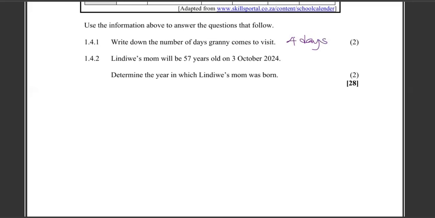Okay, Lindy's mom will be 57 years old on 3rd October 2024. Determine the year when she was born. Please, you take the current year, which is 2024, minus the age. And this gives us 1967. So she was born in 1967. This marks the end of question number 1.